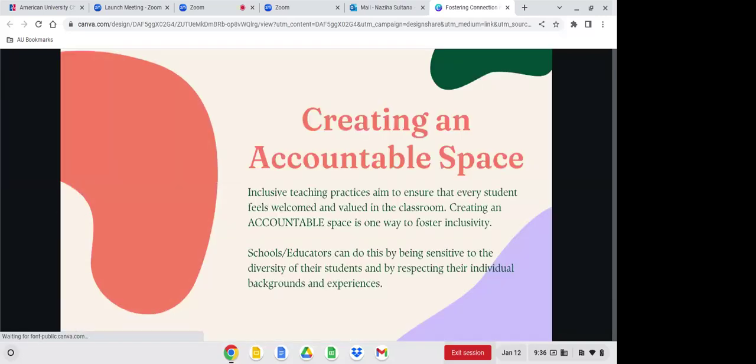So we usually say, okay, we're going to create safe spaces. And I want you all to take that word safe out of your vocabulary, because technically there's no such thing as safe spaces. Nowhere is entirely safe. But what we want are accountable spaces. We want spaces where people can express the way that they're feeling, but also be accountable for their actions.